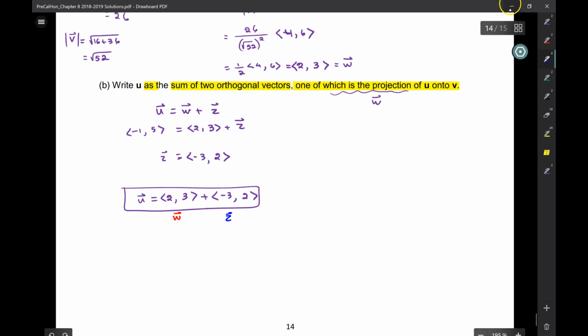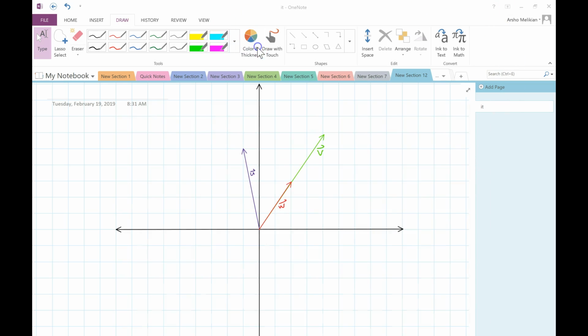In black. That's negative 3, 2, in blue. Negative 3, 2. Negative 3, 1, 2, 3, 2. Okay? And then what did we say? So if this is Z, we said U was equal to W plus Z. Where is W? It's this one here. And where is Z? It's this one here.